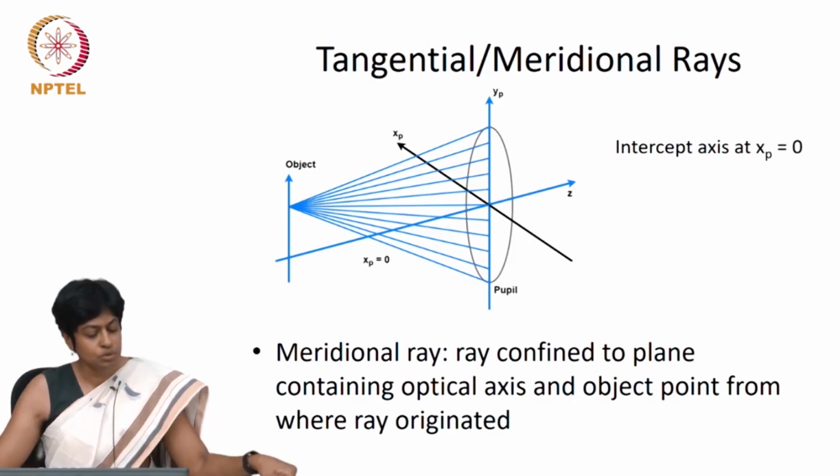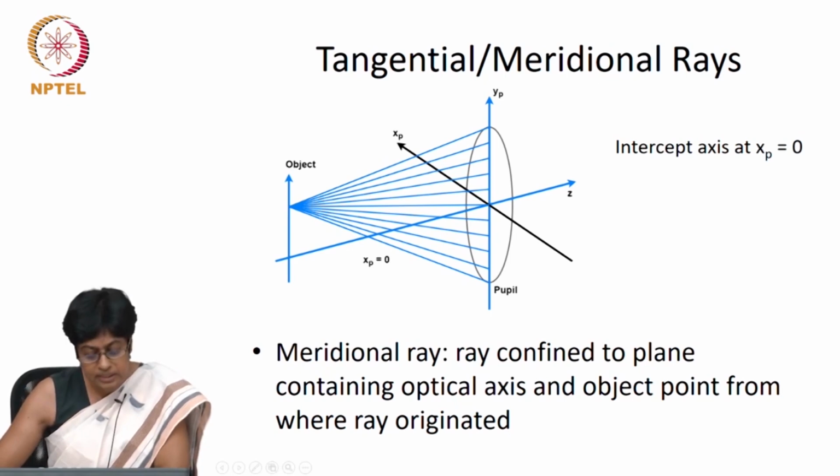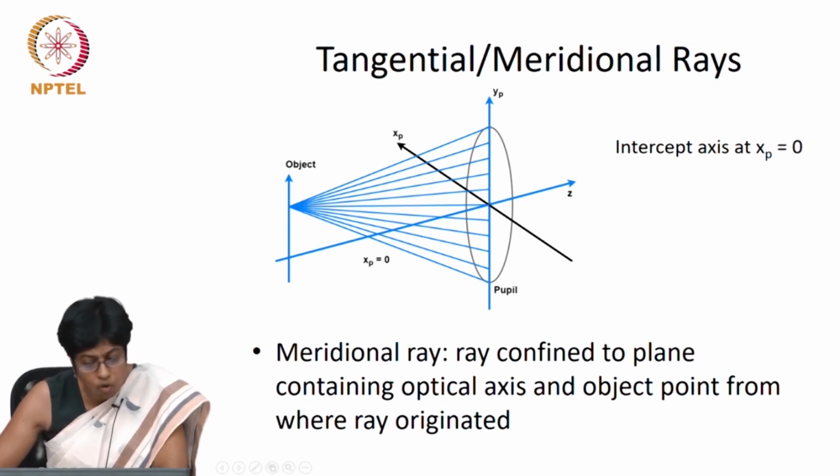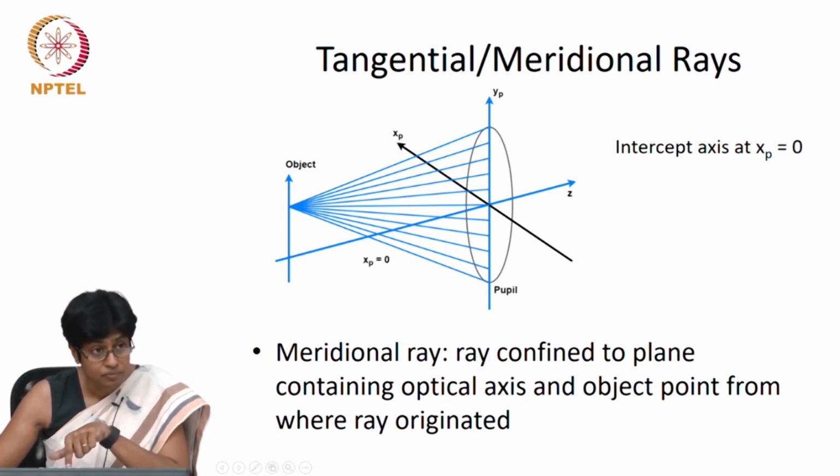So just to get these concepts clear, again, we said meridional rays, YZ plane, and here we have a set of rays coming from one object point, and these all lie in the YZ plane. They all have the same value of theta, but they all have different R values.